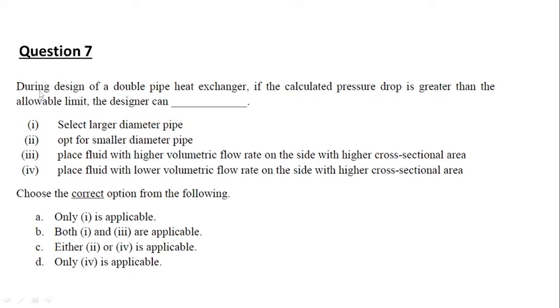Then question number 7. During design of a double pipe heat exchanger, if the calculated pressure drop is greater than the allowable limit, the designer can: one, select a large diameter pipe; two, opt for a smaller diameter pipe; three, place the fluid with high volumetric flow rate on the side with high cross sectional area; four, place the fluid with low volumetric flow rate on the side with high cross sectional area. So choose the correct option from the following.